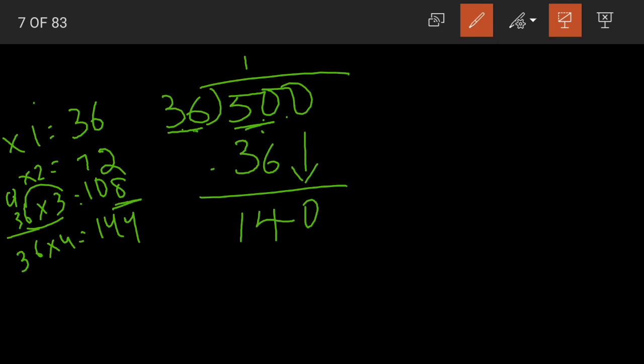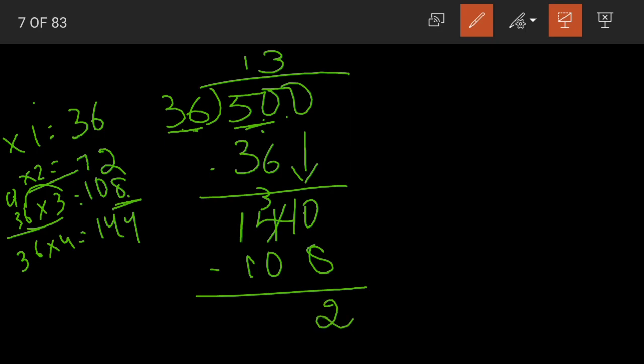No. 140 comes between 108 and 144. We should go with the smaller number, 108. 36 threes are 108. And when we subtract, what will be our remainder, children? 0 becomes 10, 4 becomes 3. 10 minus 8, 2. 3 minus 0, 3. Now 32 is remaining. Yes, what does that mean?